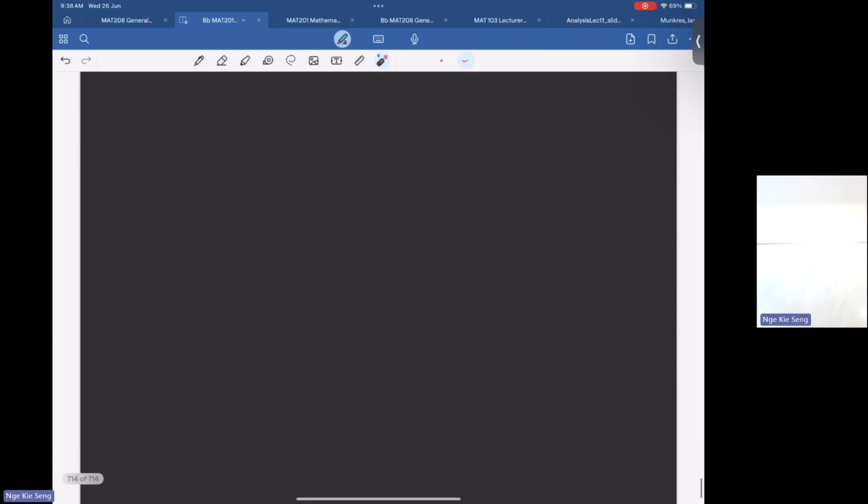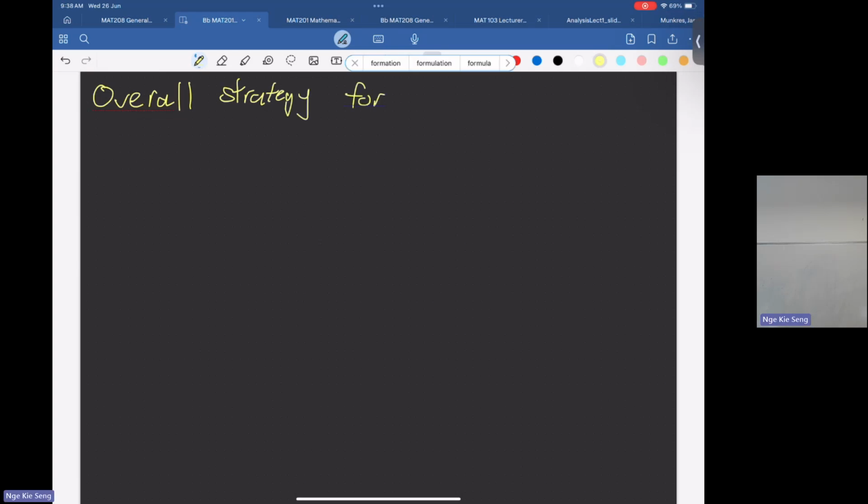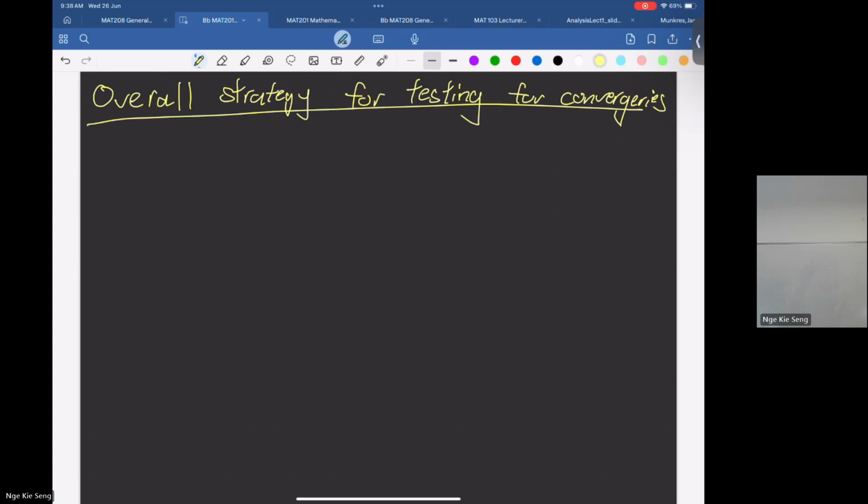Let's continue. So let's make some flow chart here. What's the overall strategy to check for convergence? If I hand you a series, what's the first thing you do? The first thing you can do is straight away use the test for divergence. You ask whether AN converges to 0 or not.